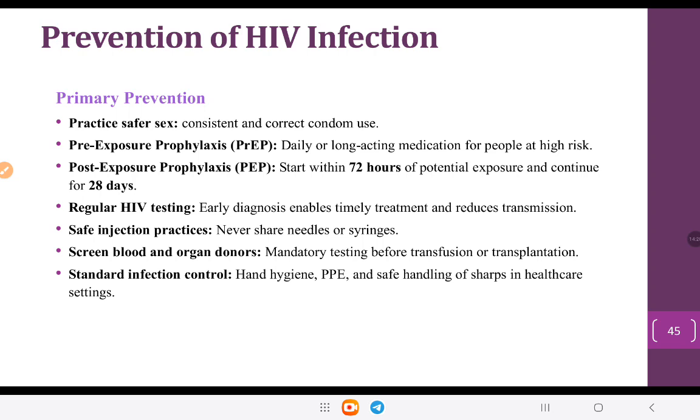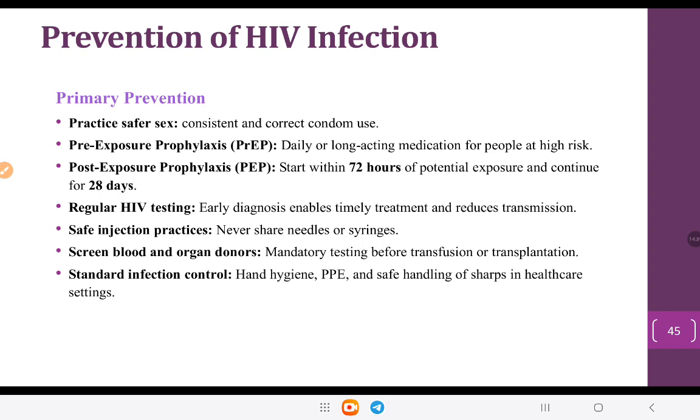If, God forbid, any of us working in the medical field is exposed to an injection by a syringe or a sharp which is contaminated with body fluid from a patient infected with HIV, we need to start post-exposure prophylaxis.